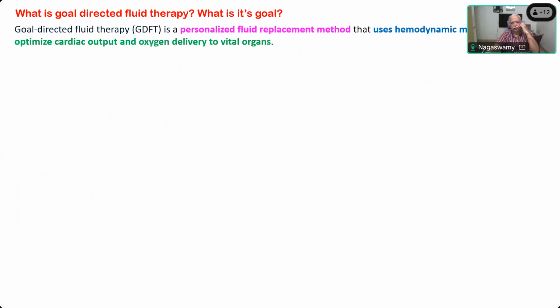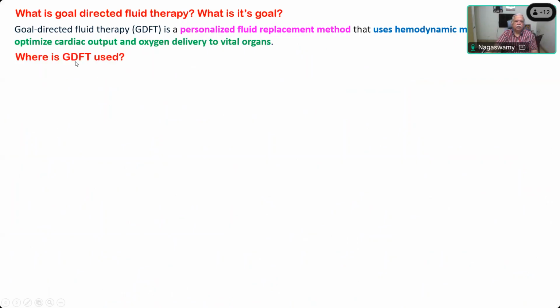So the actual definition for the first question: goal directed therapy is a personalized fluid replacement method that uses hemodynamic monitoring to optimize cardiac output and oxygen delivery to vital organs. That is the definition of goal directed. It is individually given for each patient depending upon the response. It is not a blanket so many ml per kg. It uses hemodynamic monitoring, especially dynamic indices rather than passive indices.